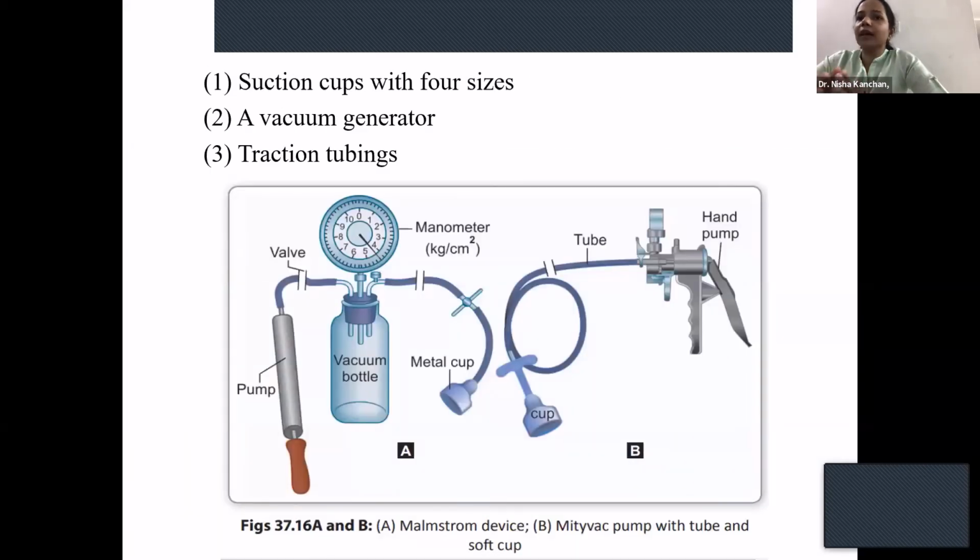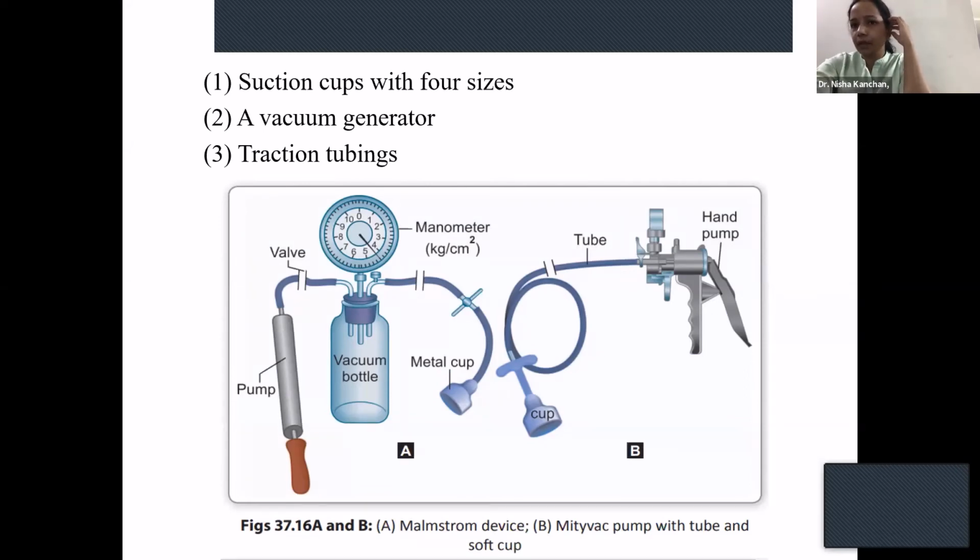So basically, a vacuum has a suction cup with 4 sizes: 30, 40, 50, 60 mm. 6 centimeters is the maximum. You have to select the largest possible cup size for that baby. Then it has a vacuum generator, that vacuum bottle, and a traction tubing. The maximum pressure which you should apply is 600 millimeters of mercury. So when there is 600 millimeters of mercury, then you try to pull.